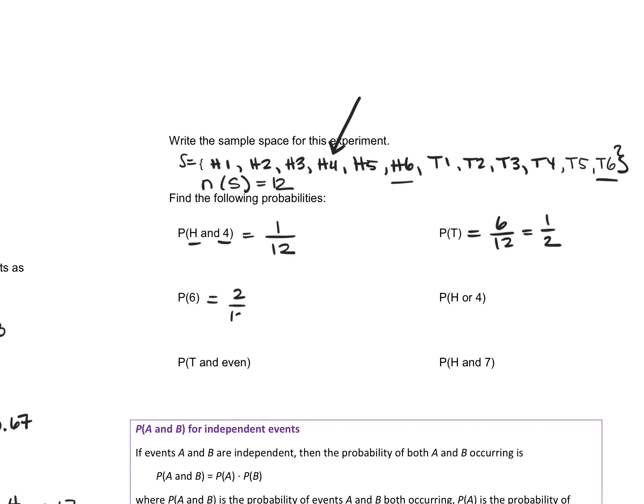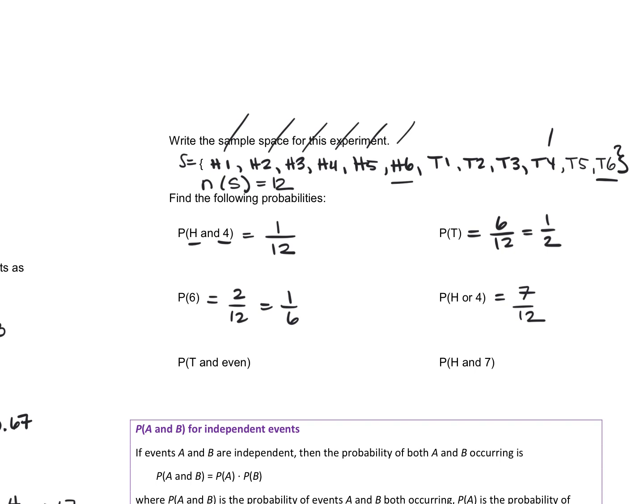So 2 out of 12, and again, you could reduce that to 1/6. Now, the probability of getting a head or a 4. So a head, that will happen 1, 2, 3, 4, 5, 6 different ways. Or a 4, we're going to have a total of 7. So that will be 7/12.